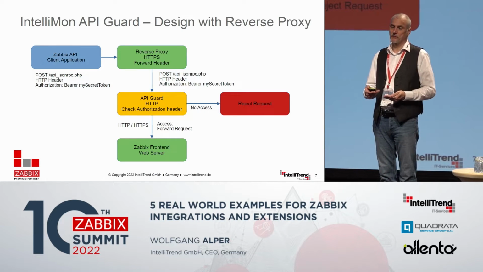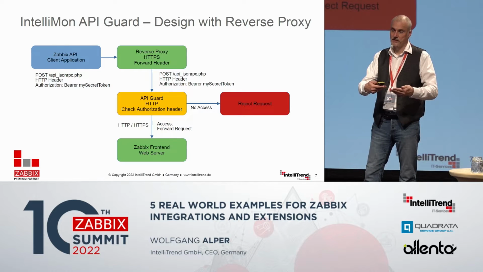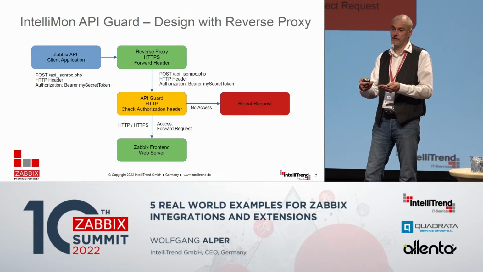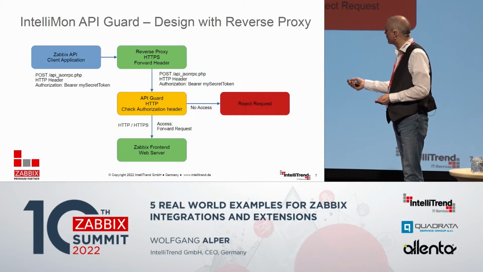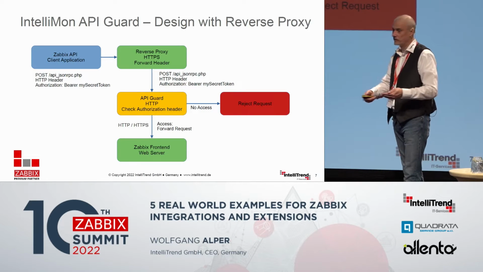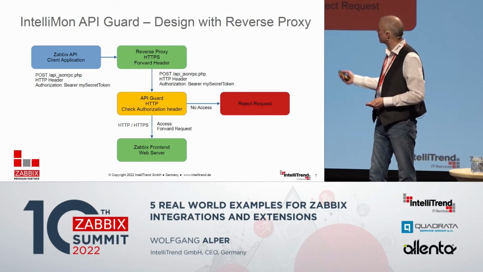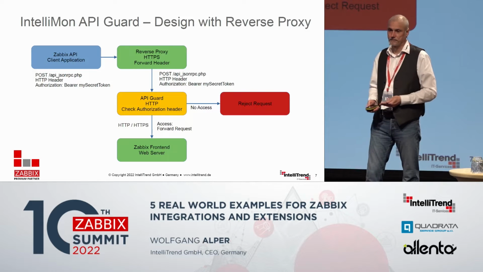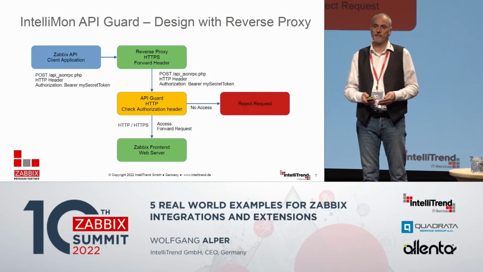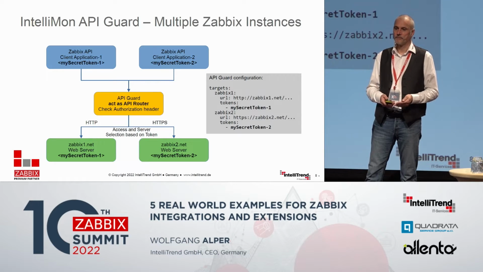So in this case, you have the request from the outside. You have your reverse proxy set up there. And then the reverse proxy forwards the request to the API Guard. And the API Guard in yellow here sits in the middle between the Zabbix front end, which finally provides the API endpoint, and the reverse proxy, and everything works fine. So that's the design idea of this API Guard.